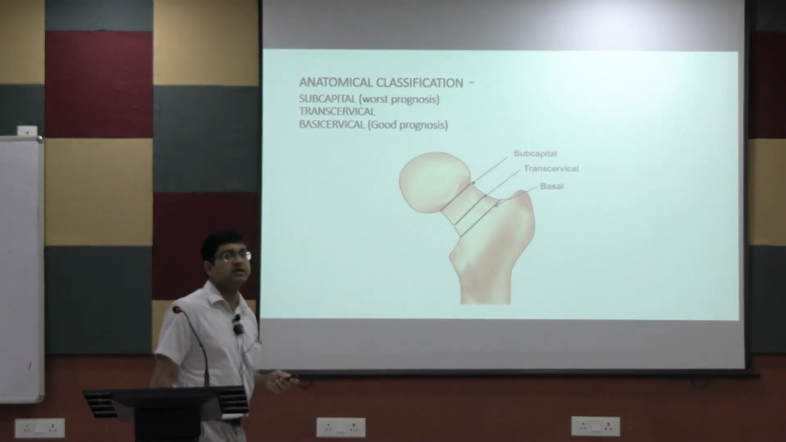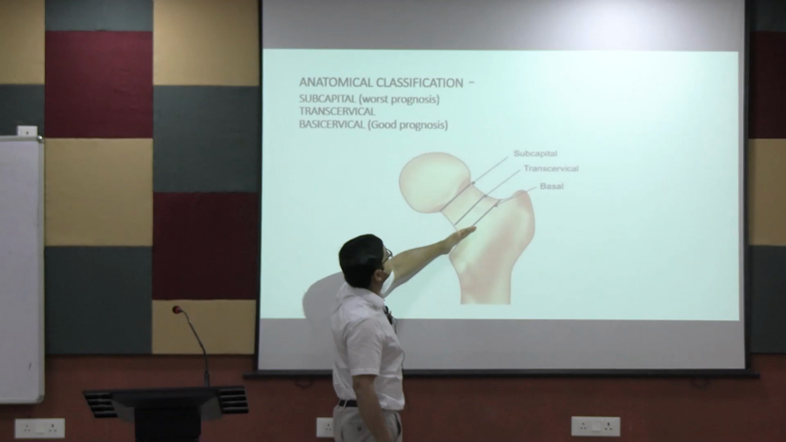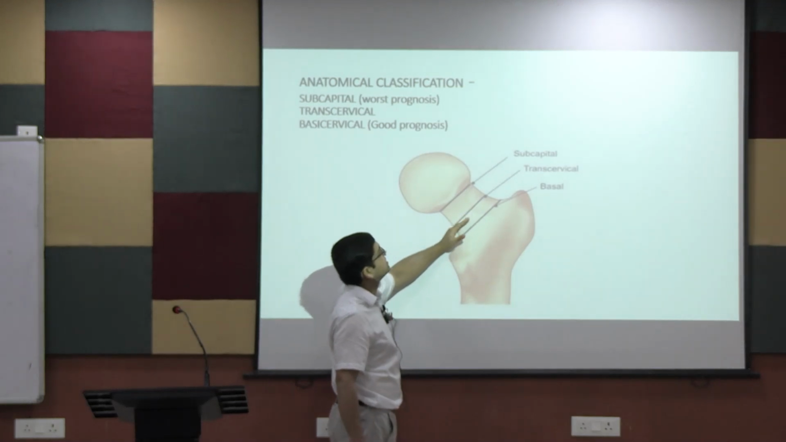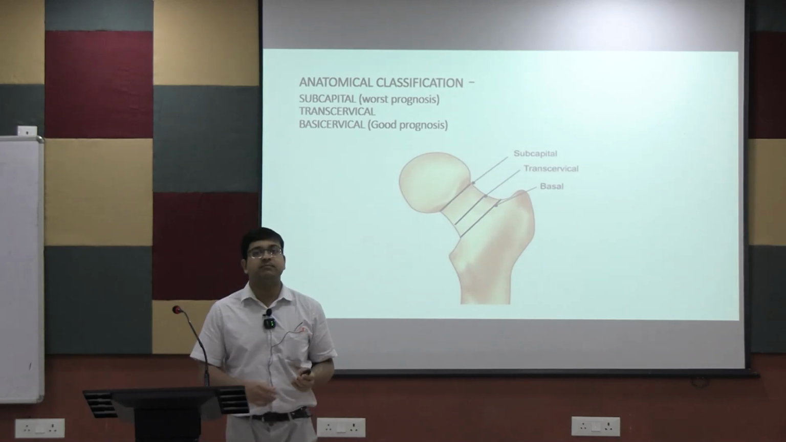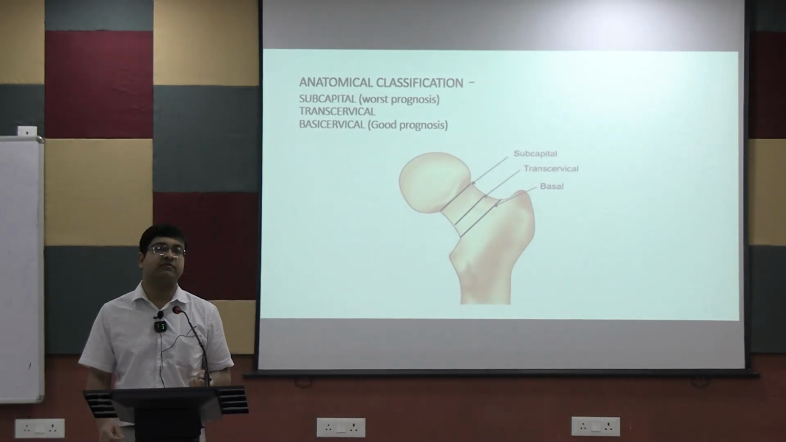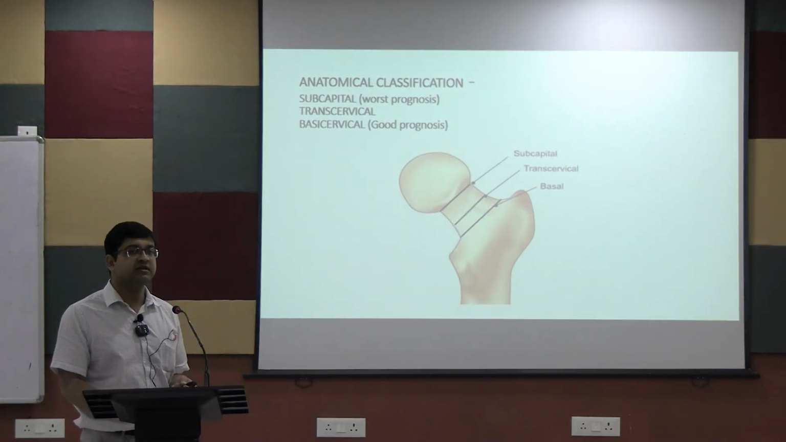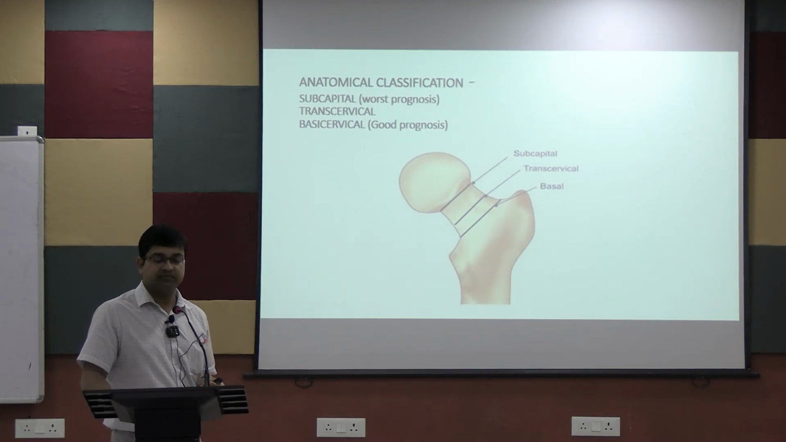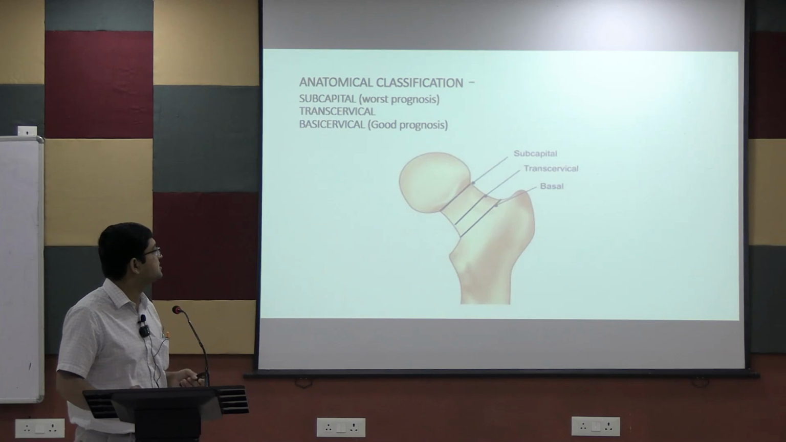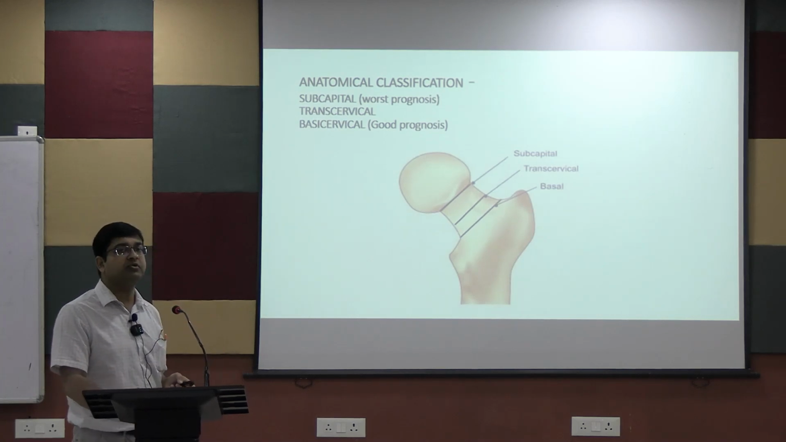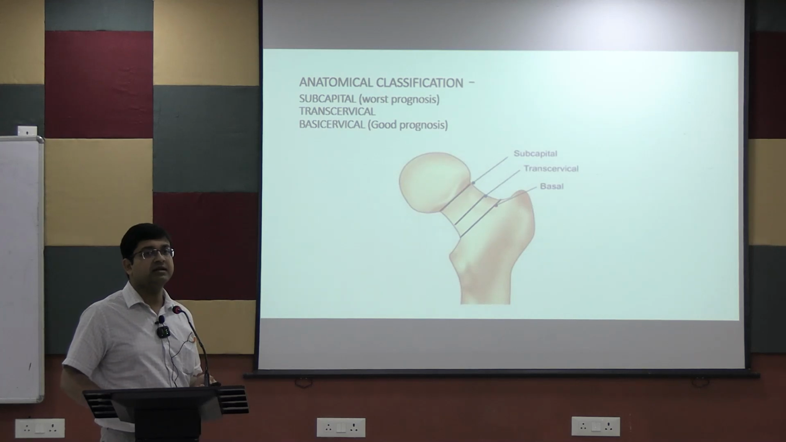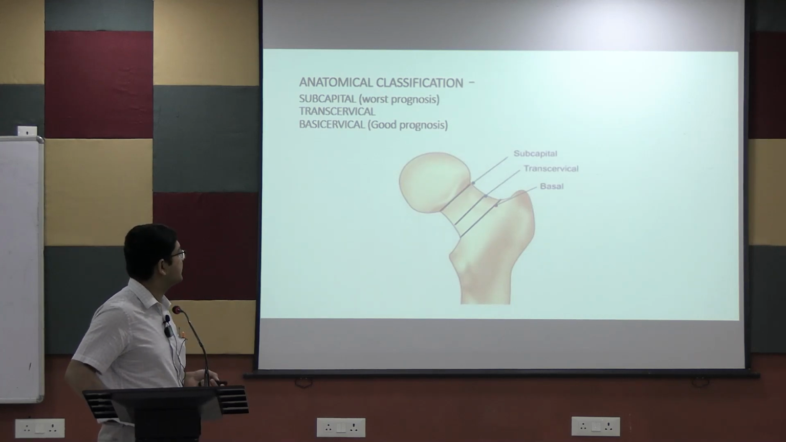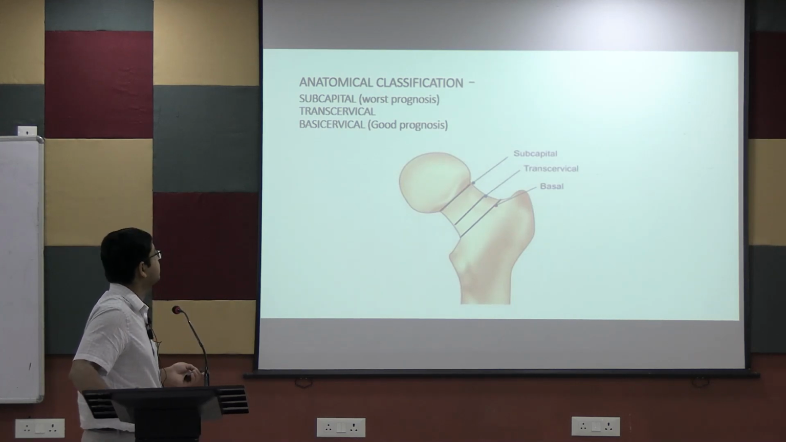Next is the transcervical. Transcervical means the fracture will be at the very middle of the neck, at the middle of the femoral neck. And basal or basicervical femoral fracture occurs at the femoral cervico-trochanteric junction, the junction of the femoral neck and trochanteric region, and it has a good prognosis. So subcapital, transcervical and basicervical. Basicervical has a good prognosis.